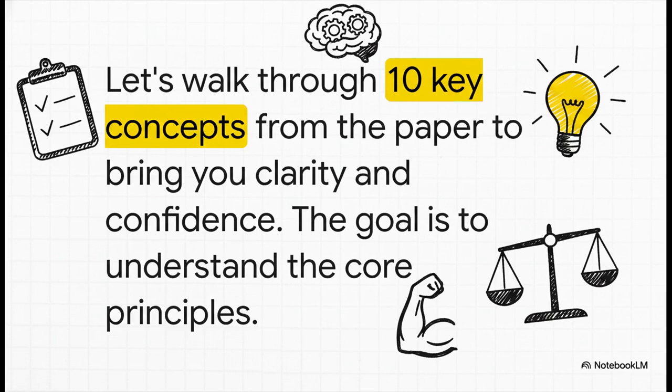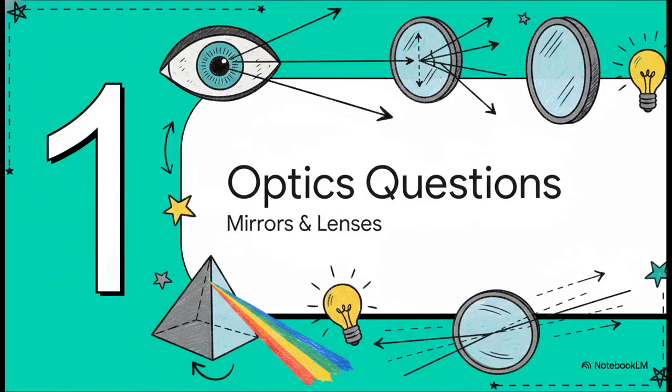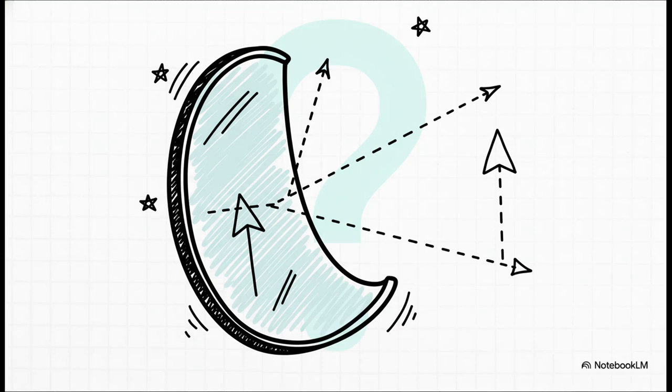Okay? Let's dive in. First up, let's tackle the world of light, mirrors, and lenses. Optics questions are always a huge part of the paper. So let's see what they threw at you this time. A classic, a concave mirror question. They're asking about that one single special case where the image isn't real, it's virtual. Do you remember the rule for this one?